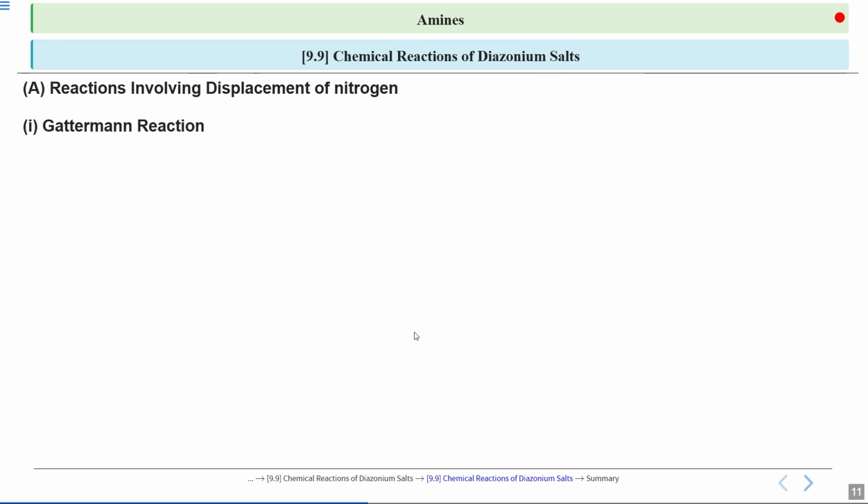Now next we will see the Gattermann reaction. In this reaction, instead of using a cuprous halide, we use copper metal powder along with an appropriate halogen acid like hydrochloric acid or hydrobromic acid. This method is especially useful for preparing aryl chlorides and bromides from aromatic diazonium salts.